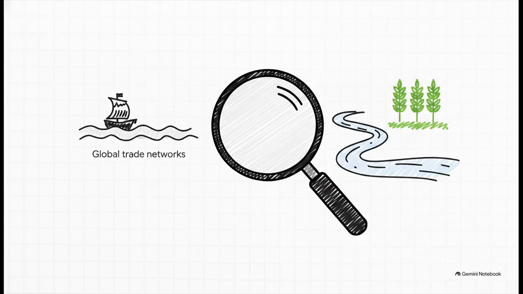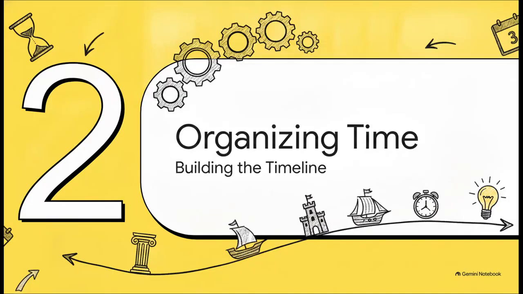Did a society develop a massive trading network just because they happened to be on a coastline? Or did they invent specific farming technologies because of the way their local river systems flooded? Maps hold the answers to all these fundamental real-world questions. Now that we know where things happened, we definitely need to know when.